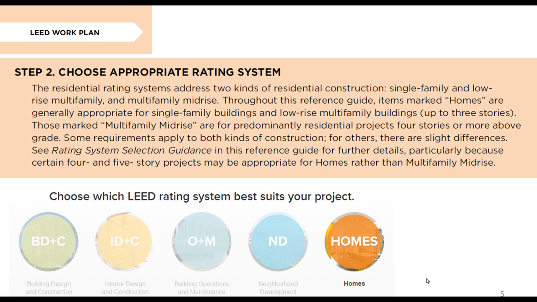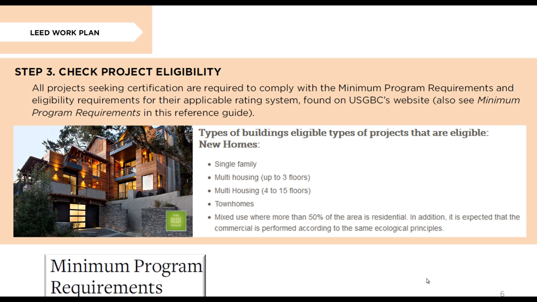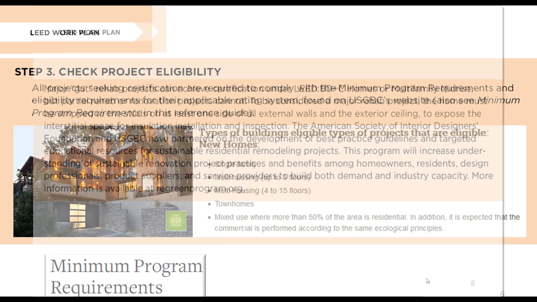See rating system selection guidance in this reference guide for further details, particularly because certain 4 and 5-story projects may be appropriate for homes rather than multifamily mid-rise. Step 3. Check project eligibility. All projects seeking certification are required to comply with the minimum program requirements and eligibility requirements for their applicable rating system, found on USGBC's website. Also, see minimum program requirements in this reference guide.